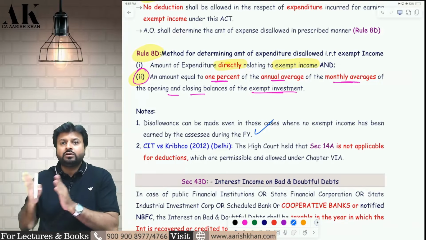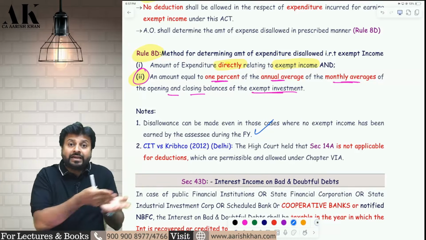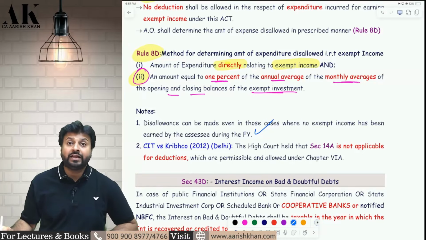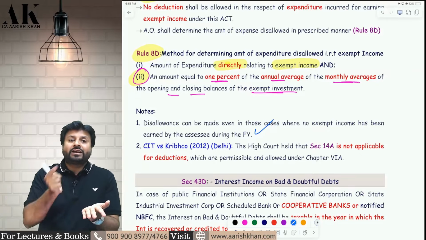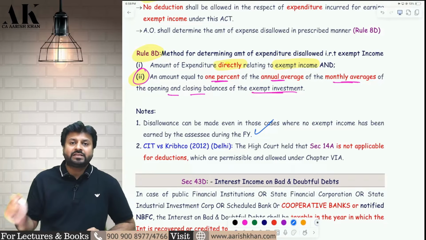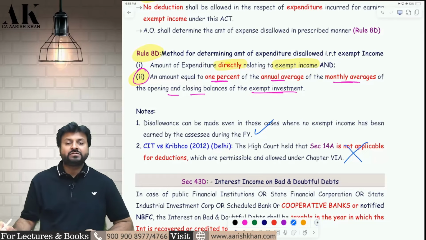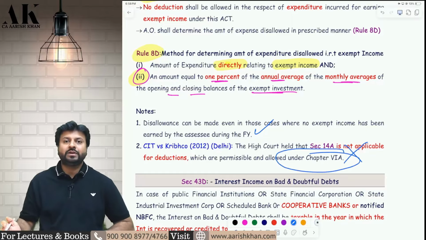Second, I have taken a loan for earning an income which is not exempt under section 10, but which is deductible under chapter 6A in the form of profit linked deductions. Whether that will also be disallowed? I have taken a loan for earning an income which is deductible under chapter 6A. Whether that expenditure will also be disallowed? The answer is no. 14A is only applicable for incomes which are exempt under section 10. 14A is not applicable for incomes which are deductible under chapter 6A. I hope it is clear to all of you.